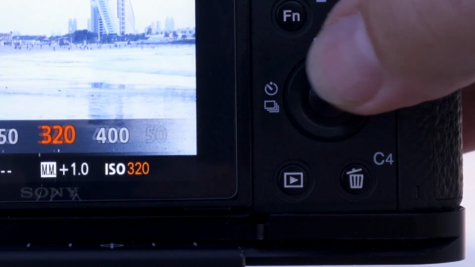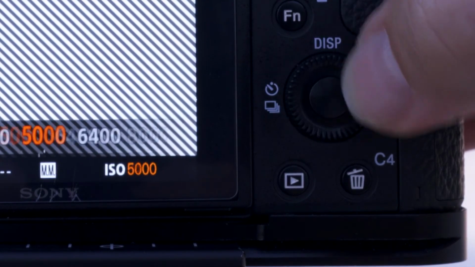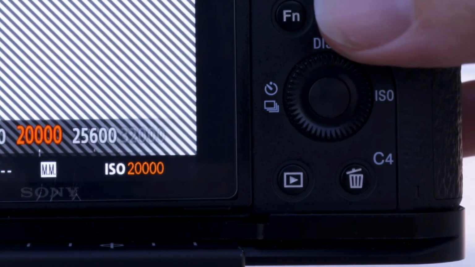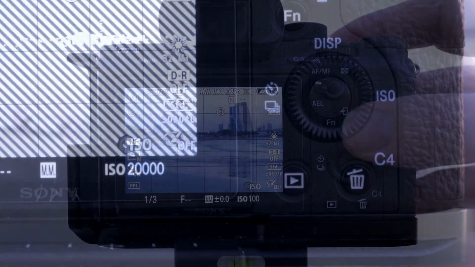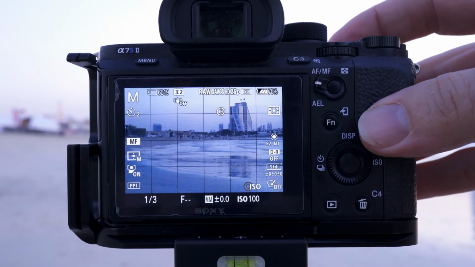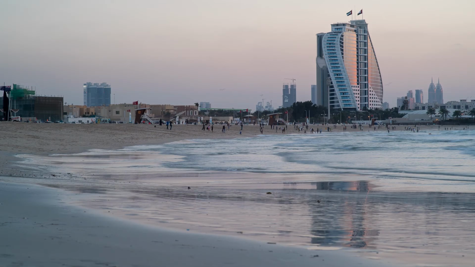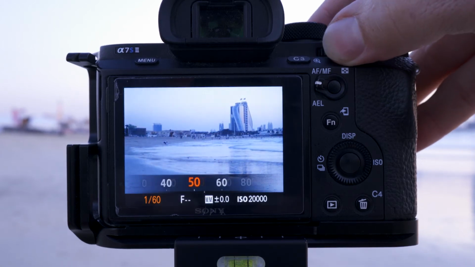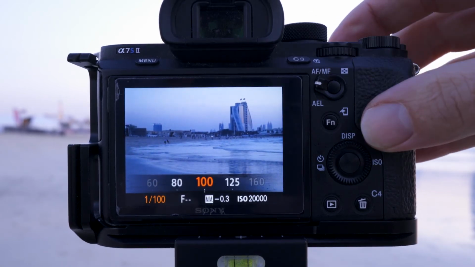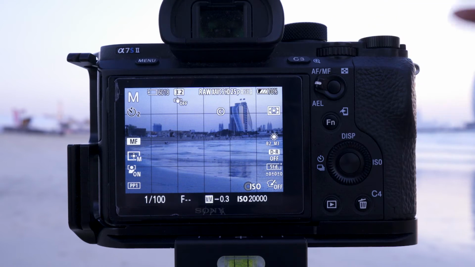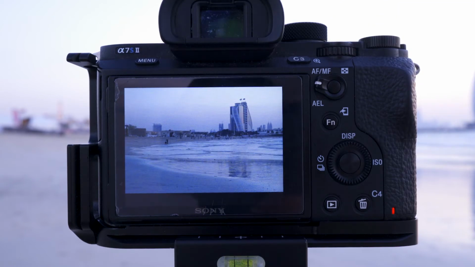ISO is basically how sensitive the sensor is to light. We're all told or have learned to keep the ISO as low as possible, normally around about 100 when there's lots of light about or your camera is on a tripod. This will give you a clean image. But sometimes this is not possible due to the low light. So ISO basically gives you the flexibility to be able to get the shutter speed and aperture where you want them.